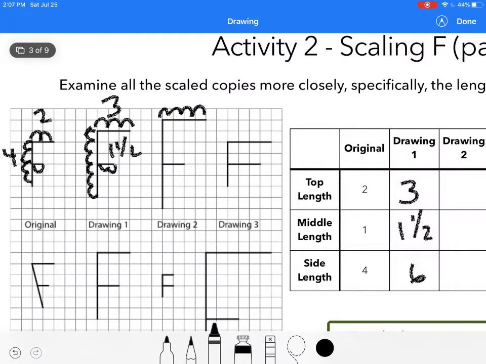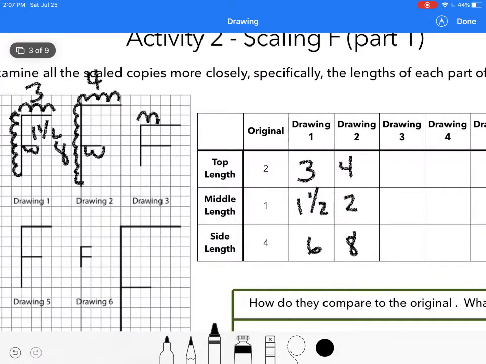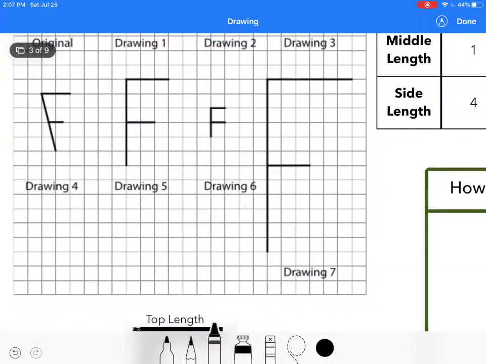1, 2, 3, 4. 1, 2, 3, 4, 5, 6, 7, 8. 1, 2. So it's 4, 2, 8. The next one is 1, 2, 3, 4. 1, 2, 3. 1, 2, 3, 4. So it's 4, 3, 4.